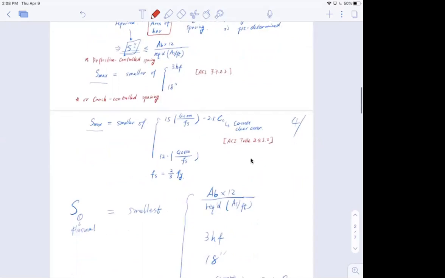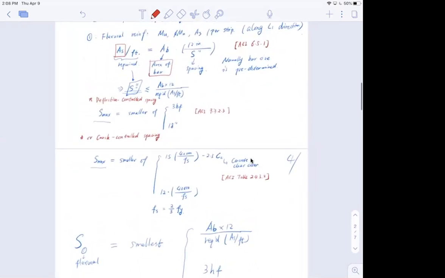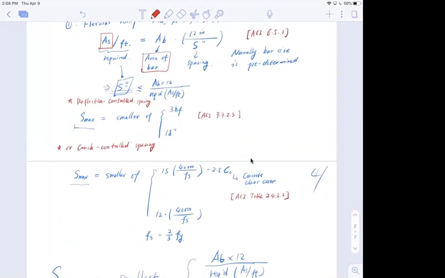Then we talked about deflection control spacing, which requires that the bar spacing be less than the maximum spacing, which is 3 times the slab height, or 18 inches. And we also have another limitation, the maximum spacing.